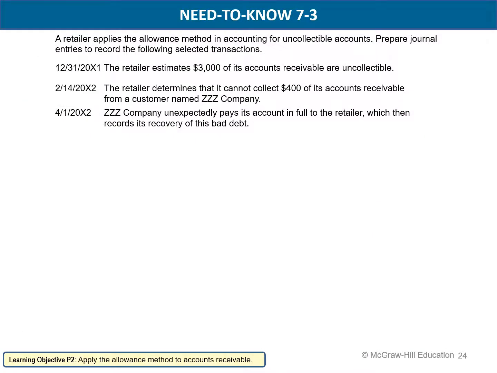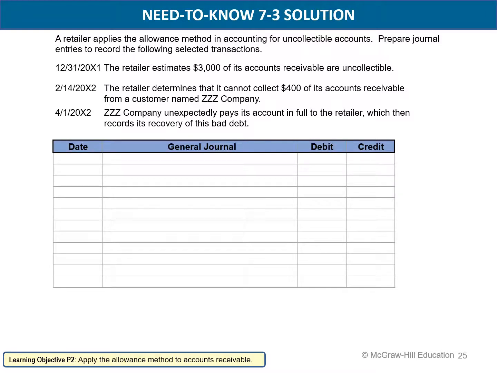All right, so a retailer applies the allowance method in accounting for uncollectible accounts. Prepare the journal entries to record the following selected transactions. So on 12/31/20X1, the retailer assumes $3,000 of its accounts receivable are uncollectible. So we're going to record bad debt expense for $3,000, debit, and credit allowance for doubtful accounts for $3,000.